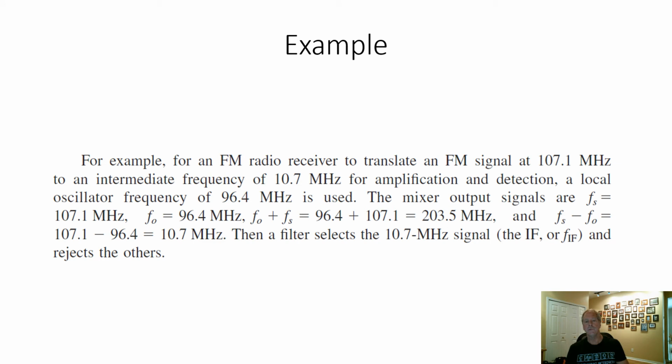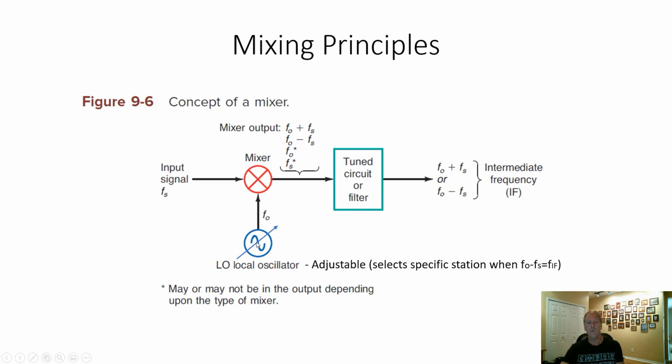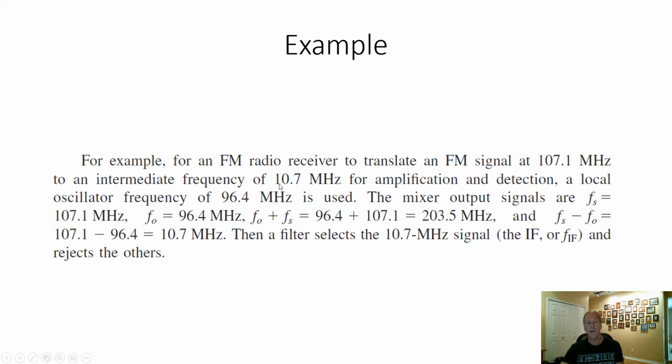So here's an FM radio receiver, which has 107.1 megahertz. It's going to translate it to 10.7 megahertz. The reason I use that is because that is a common IF frequency for FM receivers. It's going to create that IF frequency, and it's going to amplify it and detect it, demodulate it. So the local oscillator frequency is 96.4 megahertz. So you tune the local oscillator to 96.4 megahertz so that when it mixes with this 107.1, it creates 10.7, okay?